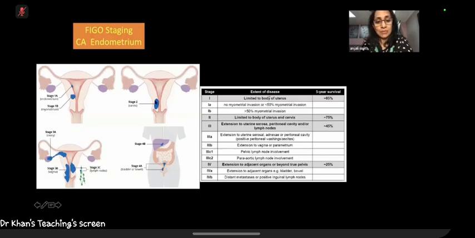In stage 2, it invades the cervix. Stage 3, it extends to the adnexa or the ovaries. In stage 3B, it extends to the vagina and parametrium. And in stage 3C, the pelvic lymph nodes would be involved. And stage 4, there will be involvement of bladder and rectum and distant metastasis.